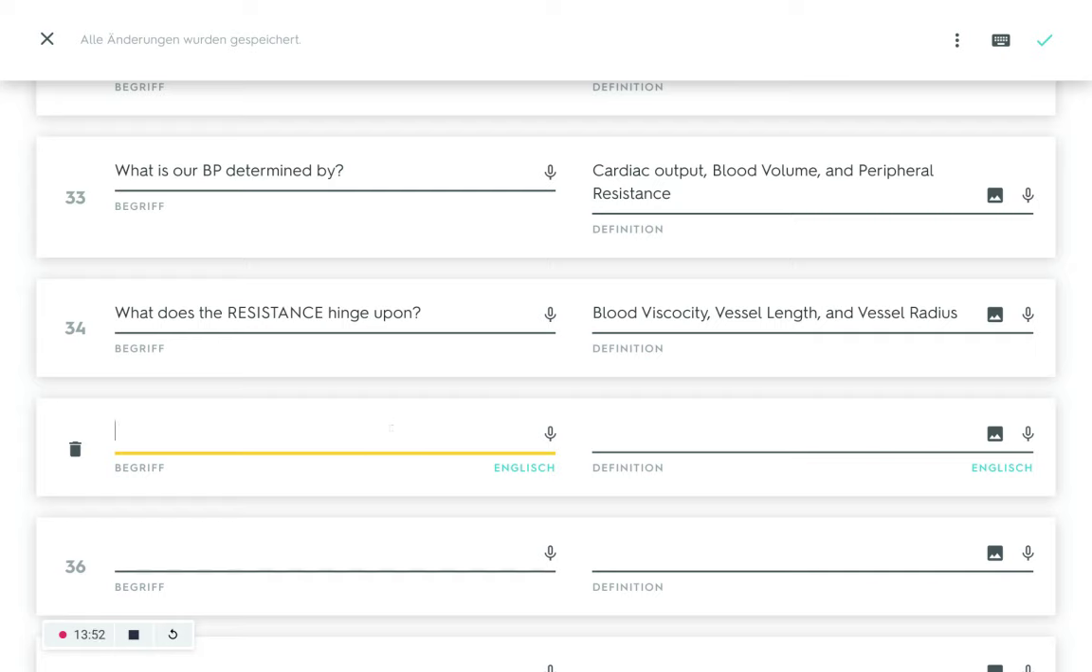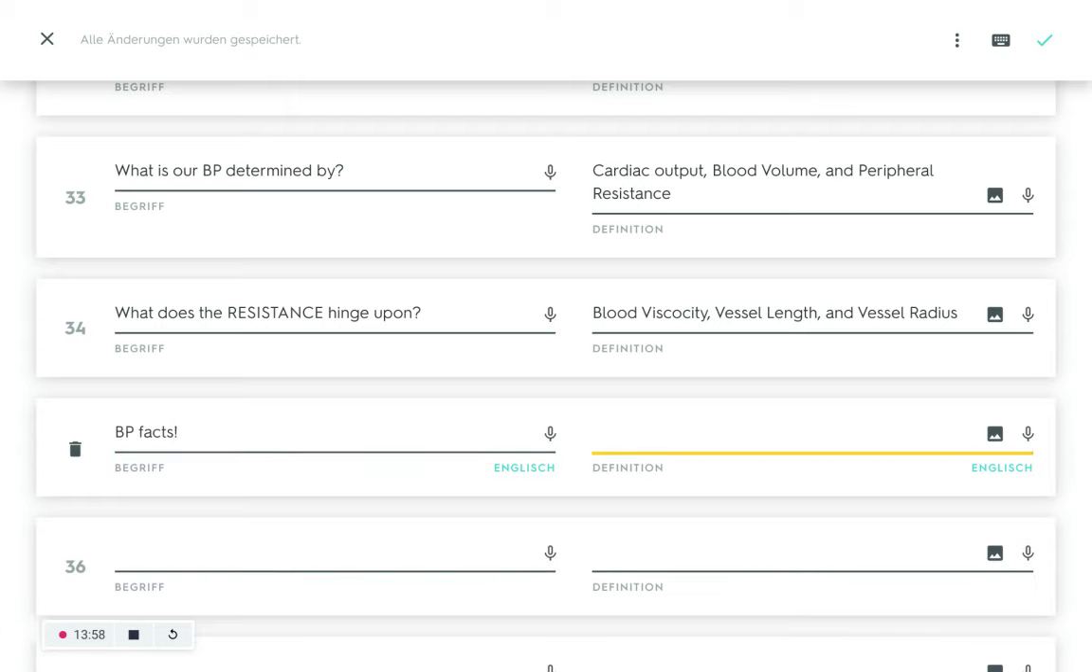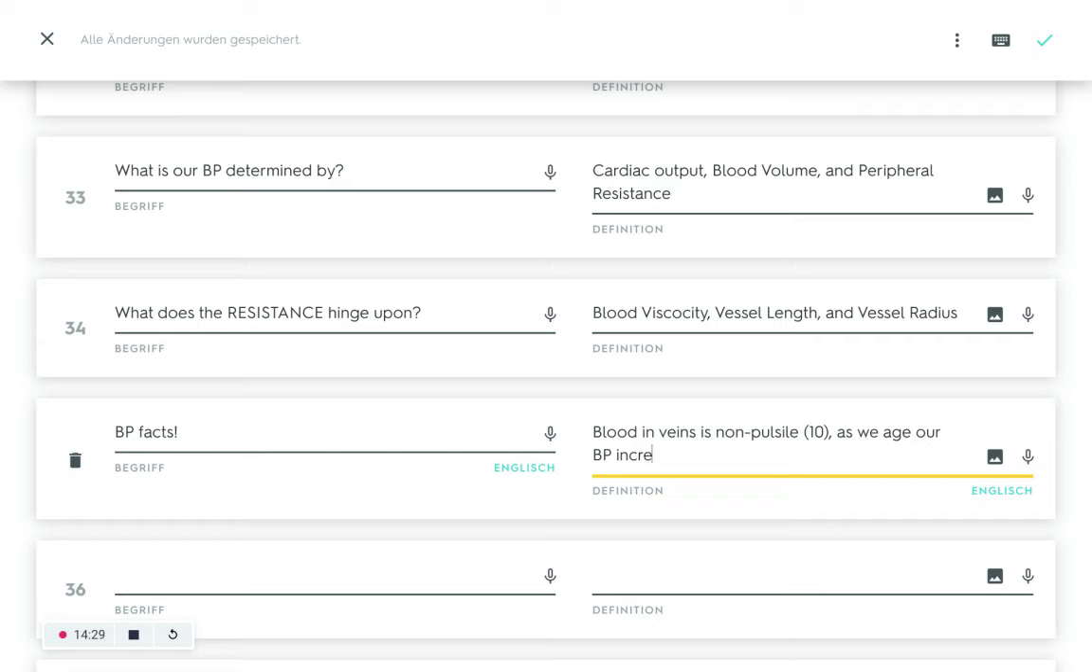Let's see. We should note, so blood pressure facts. I'm going to put here that blood in veins is non-pulsatile. And it's at 10. We should also know, what else about veins or blood pressure? As we age, our BP increases. I'm going to put here, this is natural.